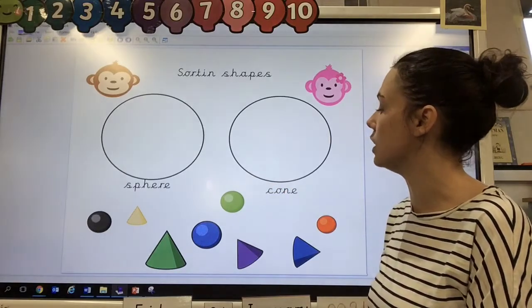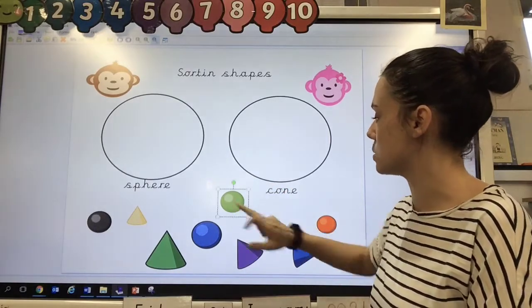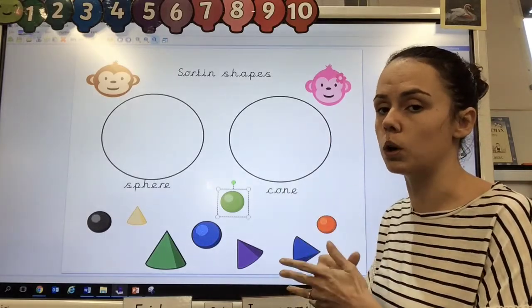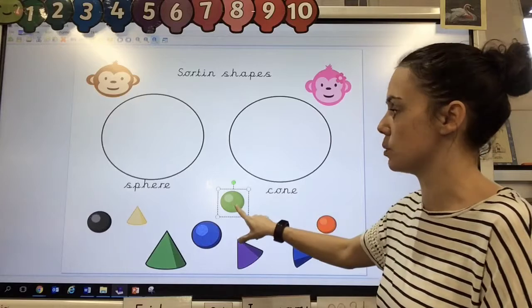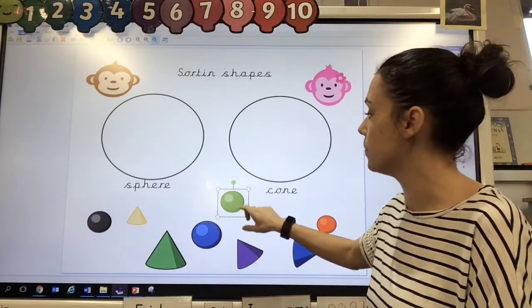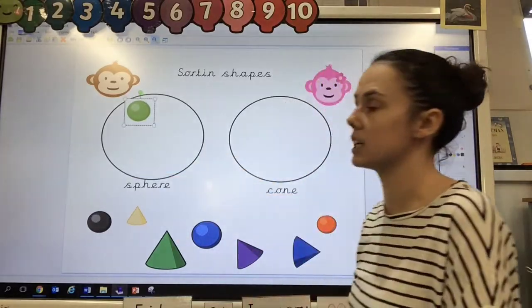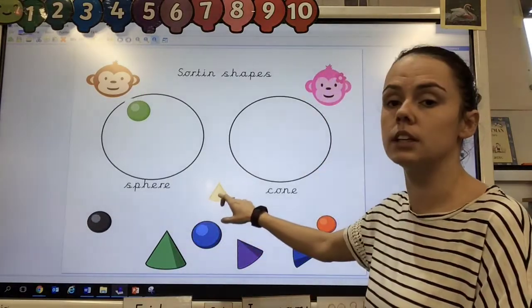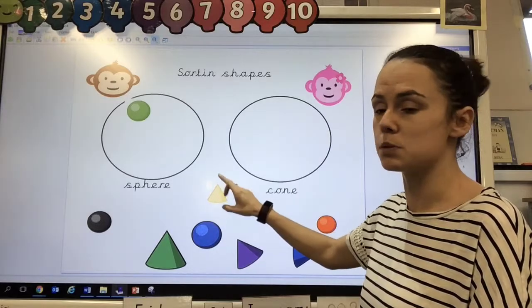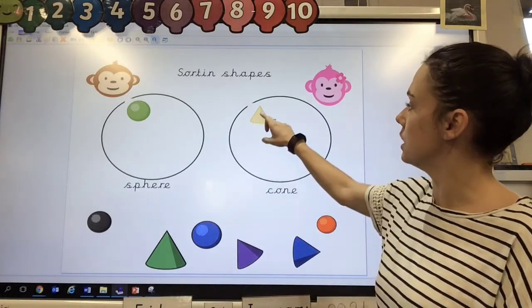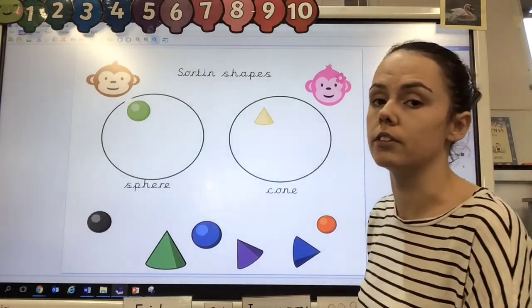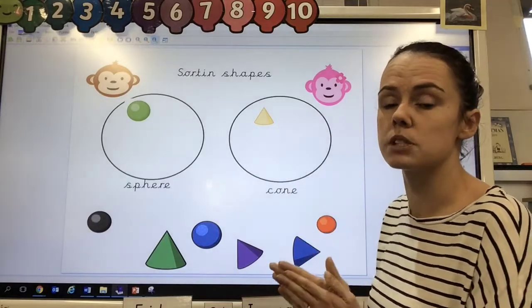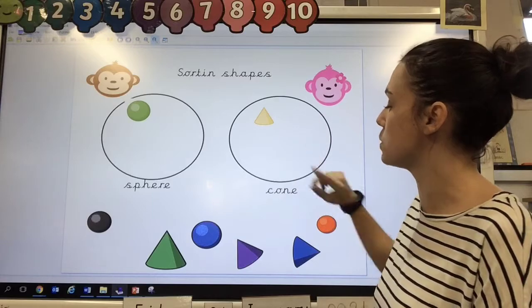Let's have a look. So, what is this one? Remember, a sphere is like a ball, so it can roll. What is this one? Well done, it's a sphere. Looks a bit like a circle. What about this one? Yep, well done. This one is a cone. It's tricky to see when they're on the computer because they look just like flat shapes, but you can see that they are supposed to be cones.